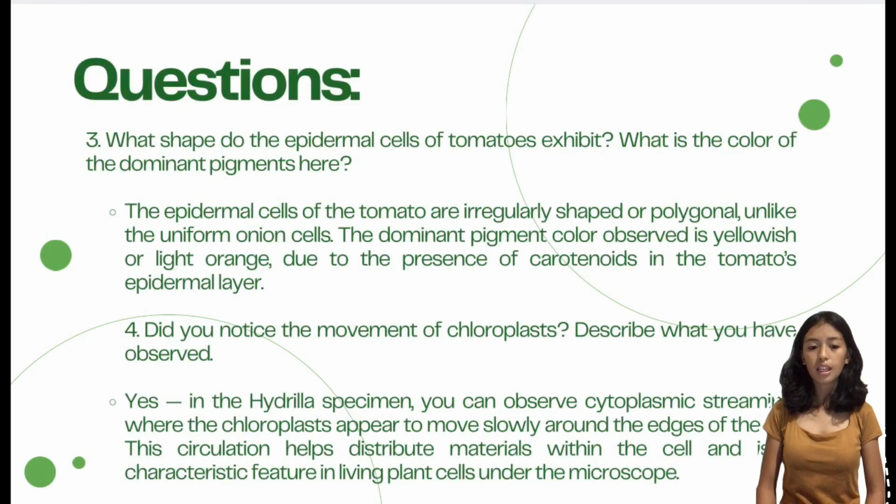Number 4. Did you notice the movement of chloroplasts? Describe what you have observed. Yes, in the hydrilla specimen, you can observe cytoplasmic streaming, where the chloroplasts appear to move slowly around the edge of the cell. This circulation helps distribute materials within the cell and is a characteristic feature of living plant cells.